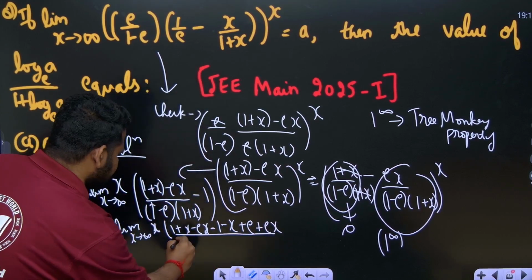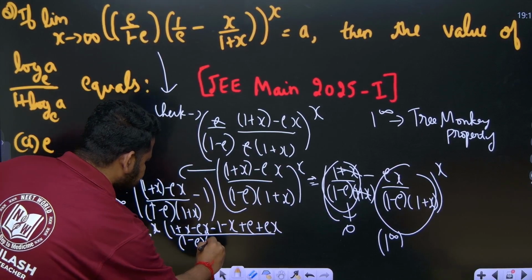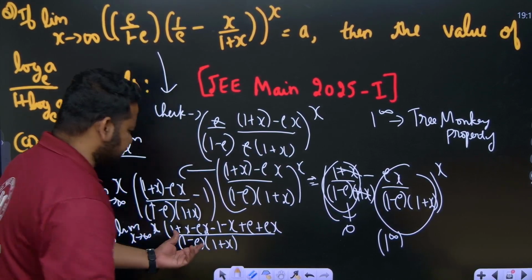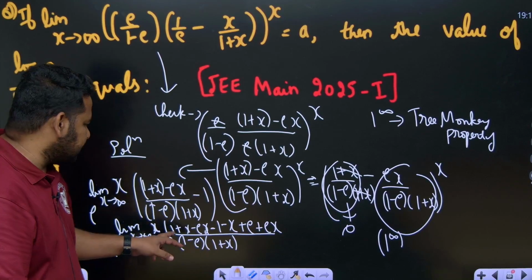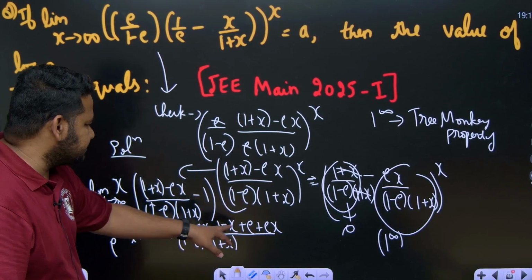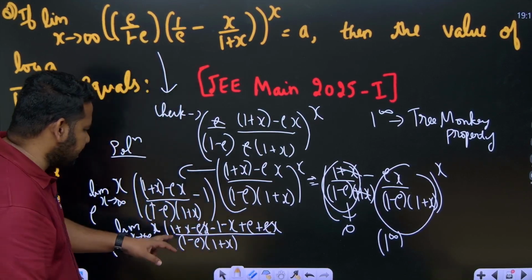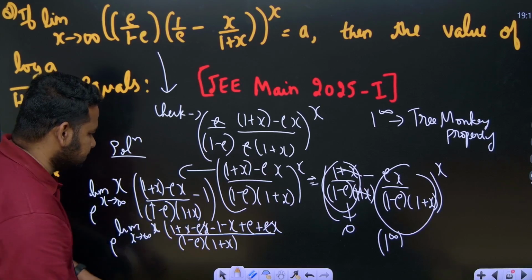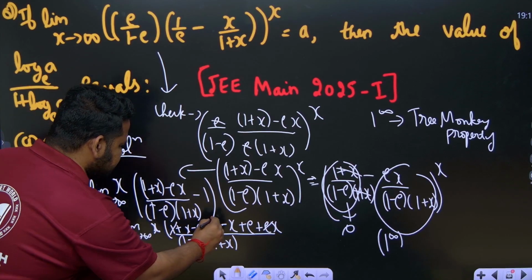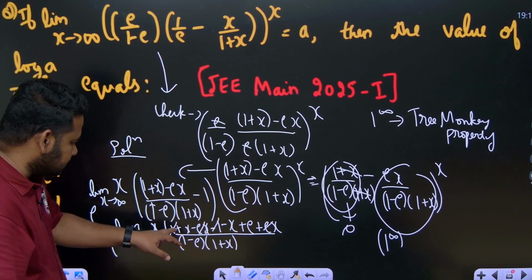Now in the denominator I have 1 minus e into 1 plus x. 1 minus e is just a constant. What will happen? Minus x, and here I have plus ex, so minus and plus I can cancel. What do I have? I have here plus 1 minus 1, so I can cancel. I am left with what I have?